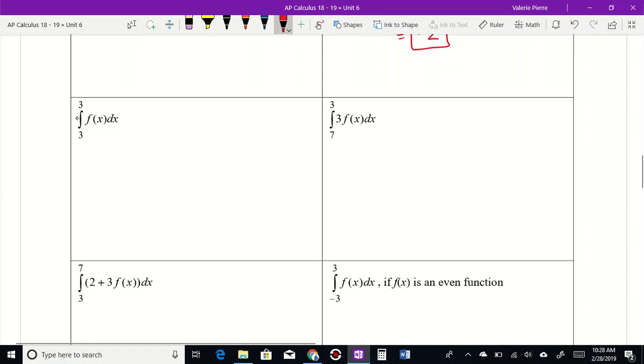Now we have the integral from 3 to 3 of f of x dx. Using FTOC, we know that means I want capital F of 3 minus capital F of 3, which is equal to 0.